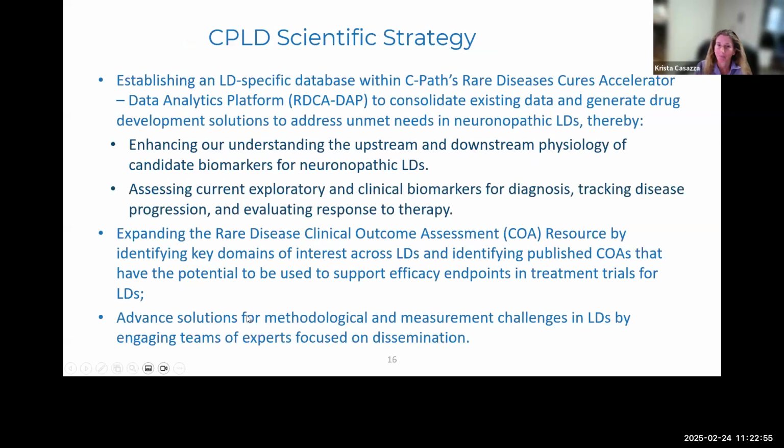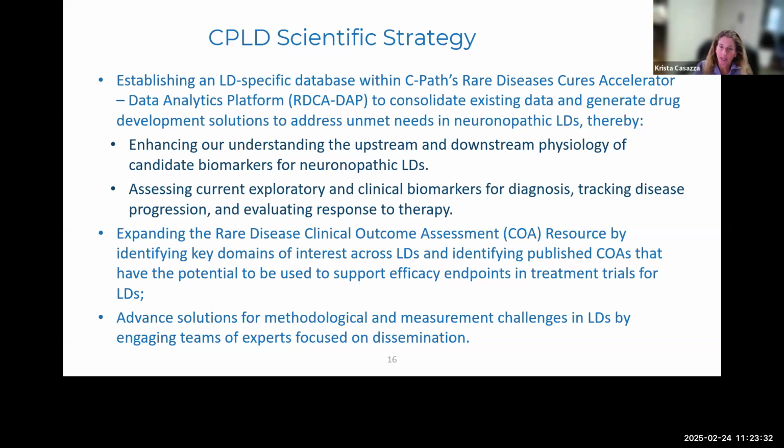Next slide, please. So, within that strategy, in order to enhance the understanding of the physiology and the direct link that will allow for regulatory endorsement, we are exploring clinical biomarkers dependent on a specific context of use in diagnostic or tracking disease monitoring, evaluation to therapy, and then expand that linking to COA resource. And that collectively will allow us to advance these solutions.